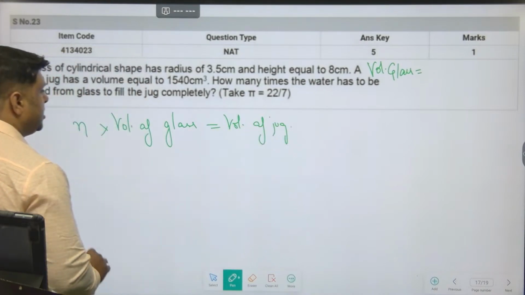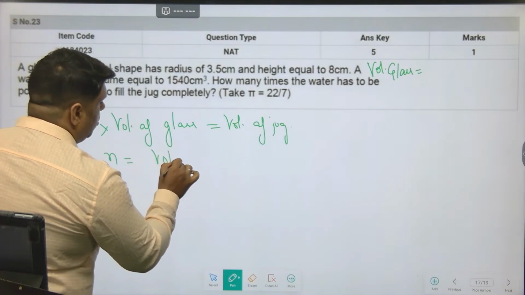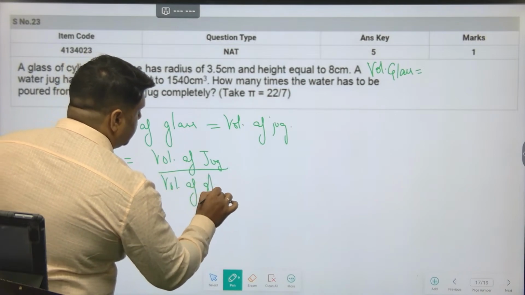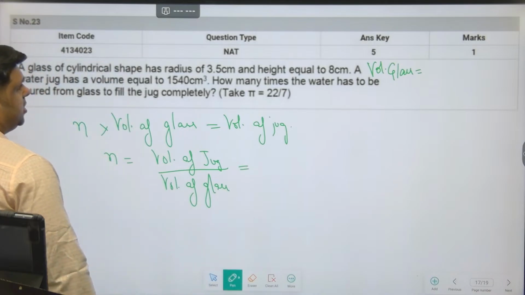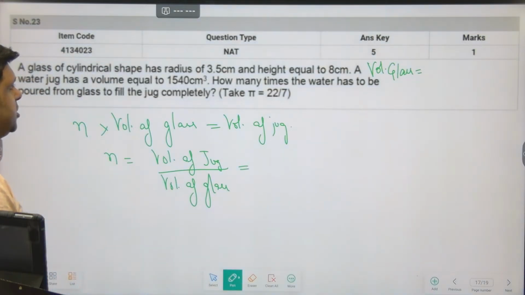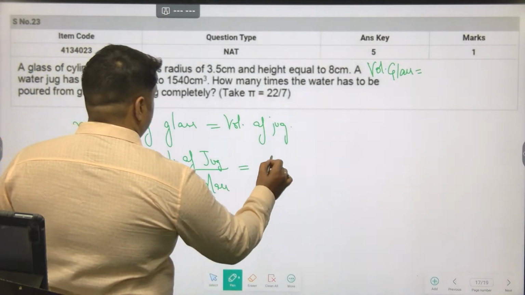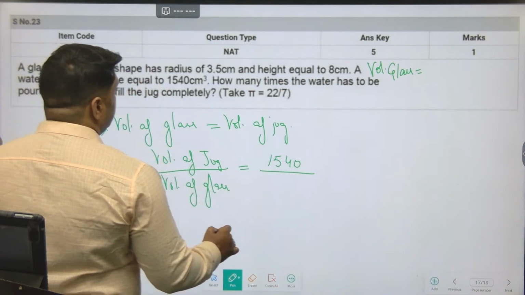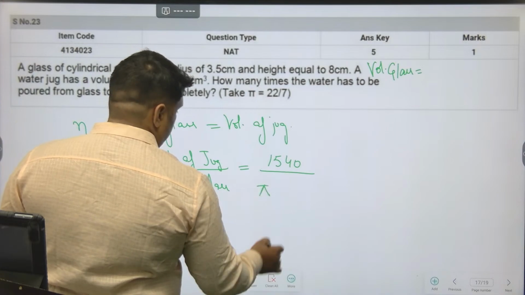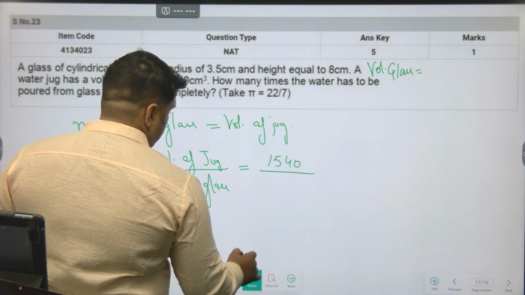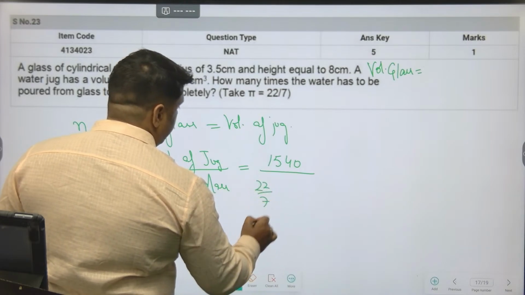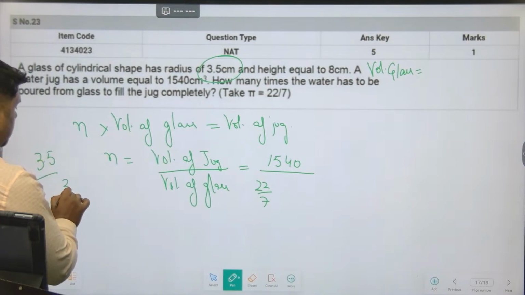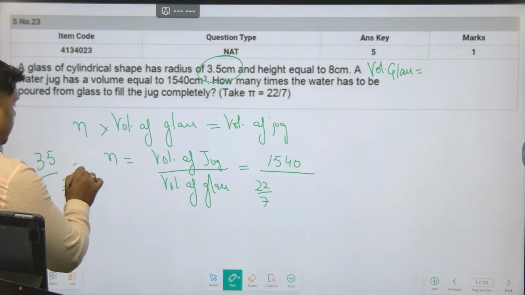See, again a similar concept they are using. So n will be equal to volume of jug divided by volume of glass. Here if you see the jug volume is already given, 1540, and your glass is of cylindrical shape. So pi r square h. Let's not write pi because it is not going to cancel out. So let's write 22 by 7, and radius here is given 3.5 centimeter, which is equal to 35 by 10, so it is equal to 7 by 2.